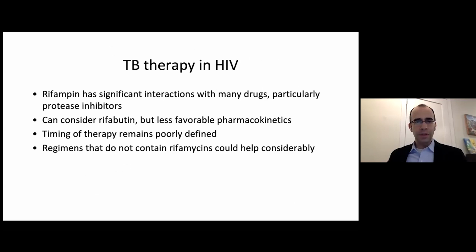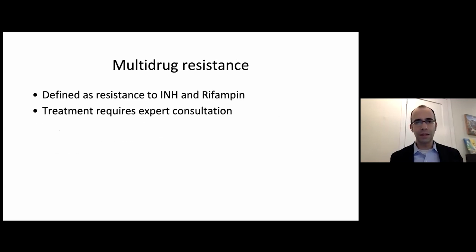I mentioned some of these points in HIV. So rifampin, because of drug-drug interactions in HIV with, for example, protease inhibitors, would be a reason to give rifabutin. The total timing or duration of therapy remains poorly defined as to whether patients with HIV would need 6 months or longer. And looking to the future, if there are regimens that don't contain rifamycin, those could really help treatment.